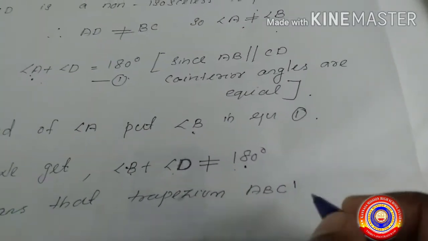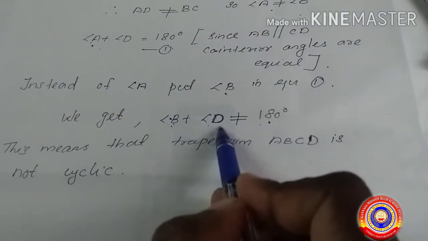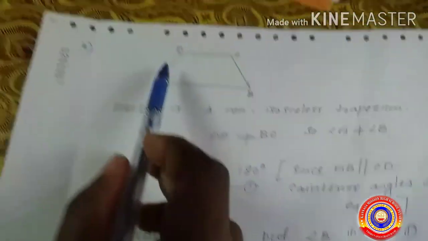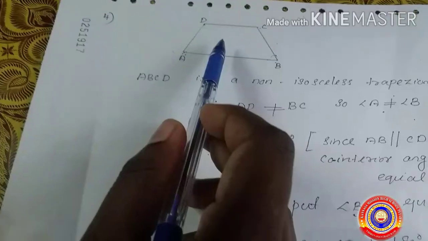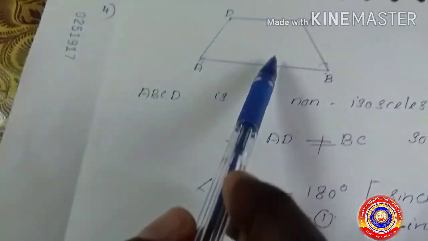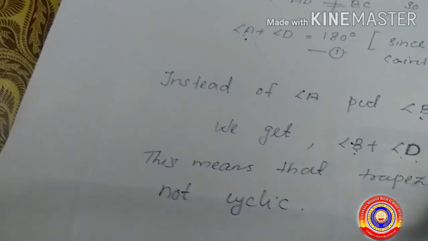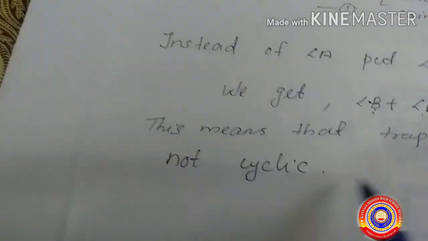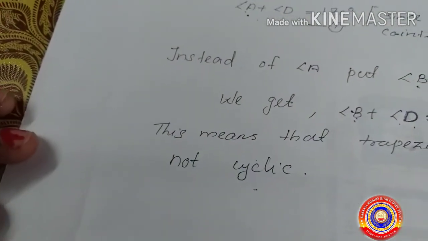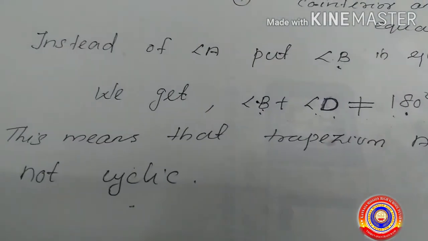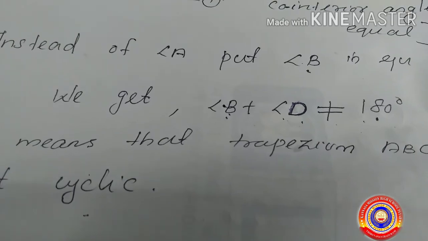This means that the trapezium ABCD is not cyclic, because angle D and angle B are opposite angles. The sum of opposite angles is not supplementary, not equal to 180 degrees. So we can conclude that the trapezium ABCD is not cyclic. Okay.